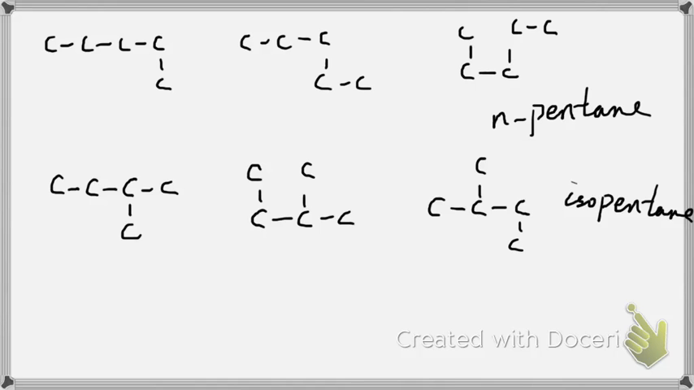For neopentane, because we have one carbon in the middle that is bonded to 4 other carbon atoms, there's only one way to show it. You won't see different representation for neopentane.